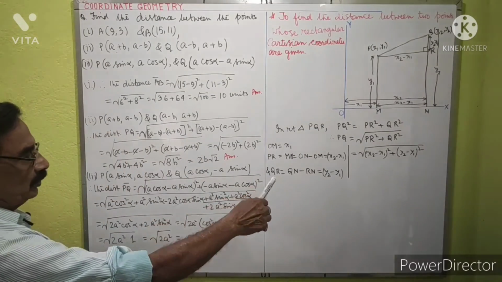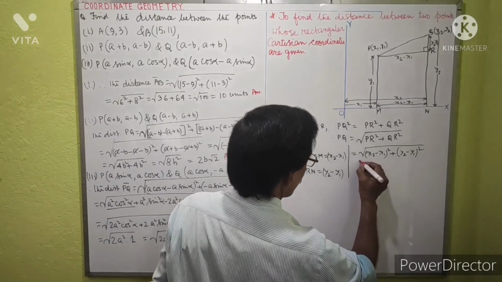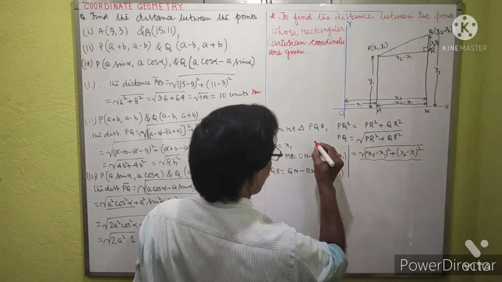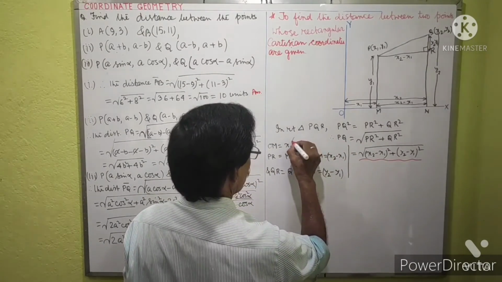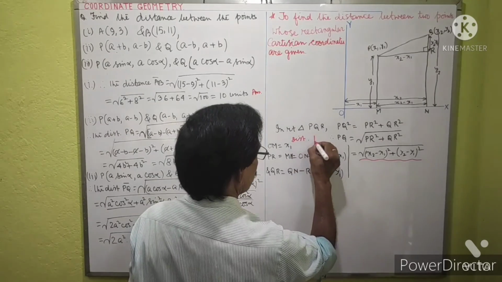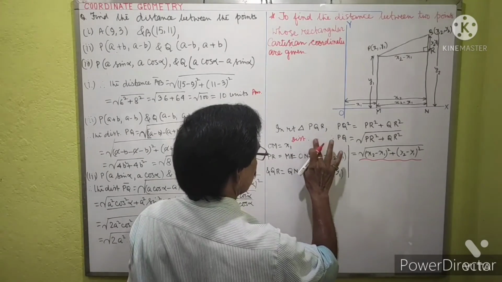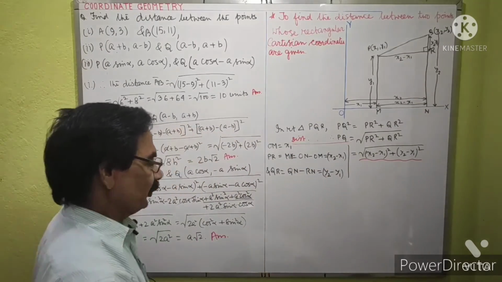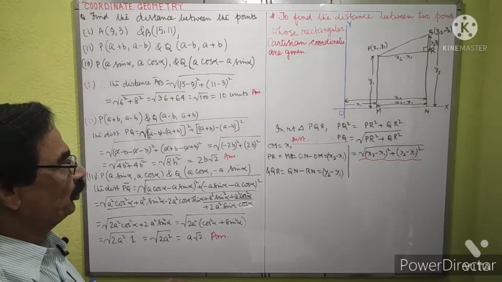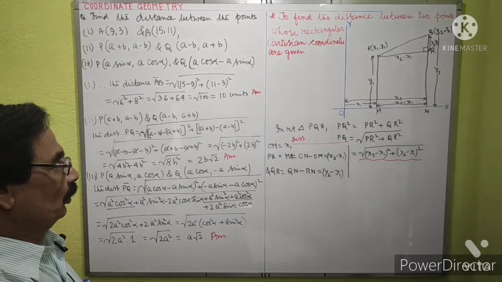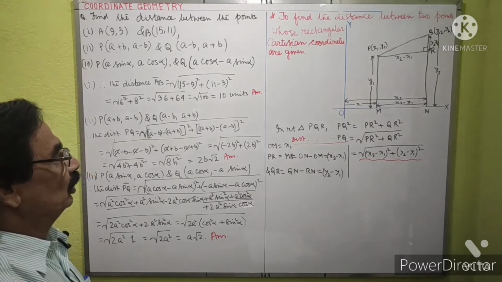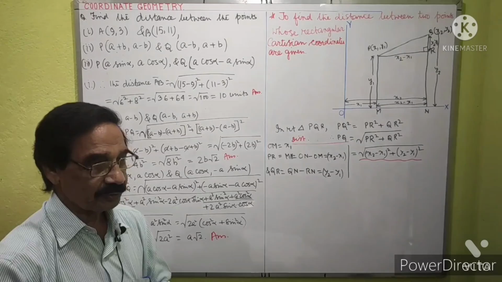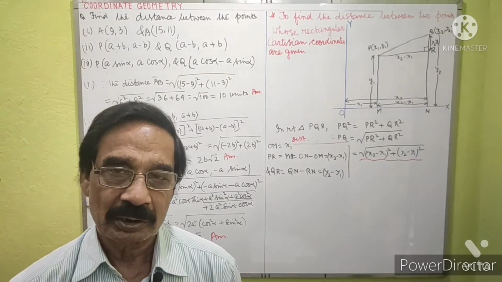With the formula, this is the formula: distance PQ equal to this. So you will use this formula and we will proceed in the next class. This much today. Thank you.